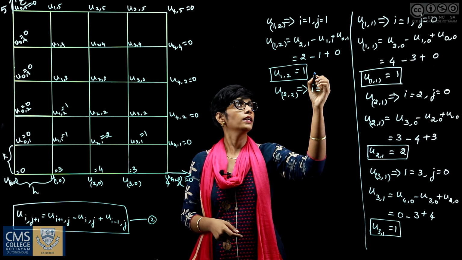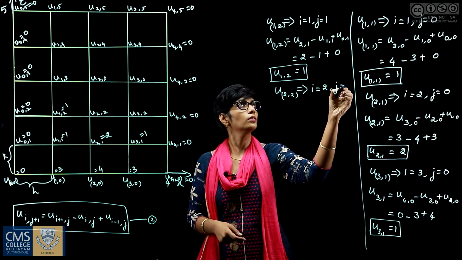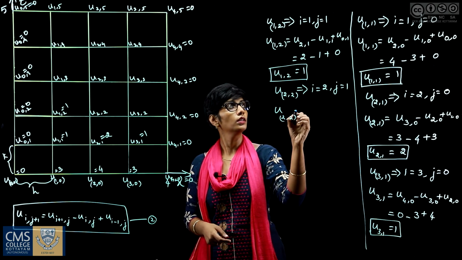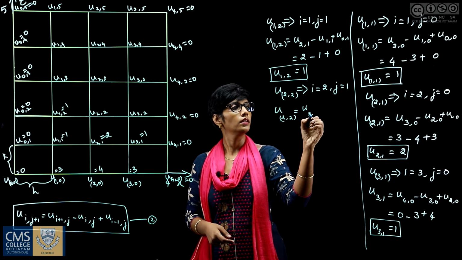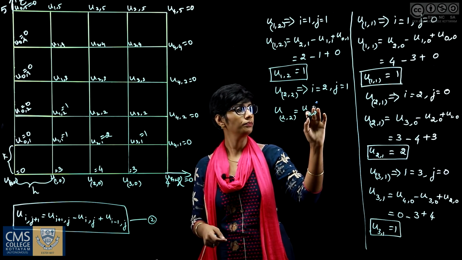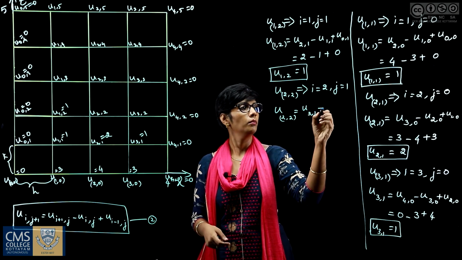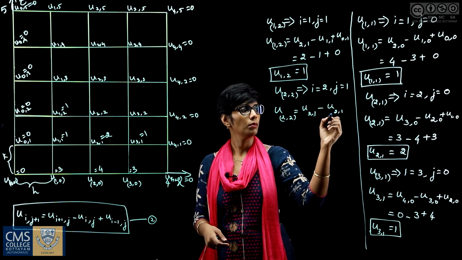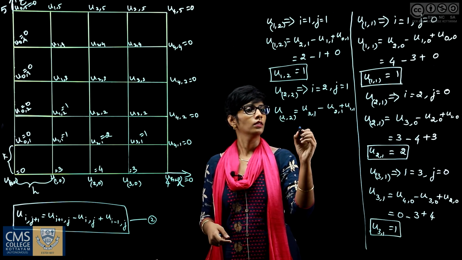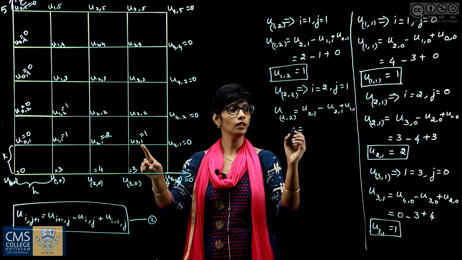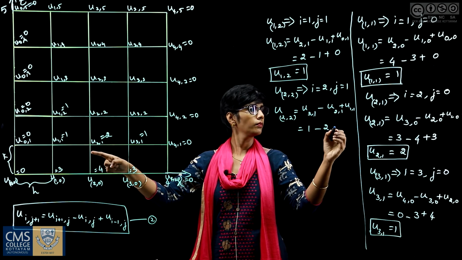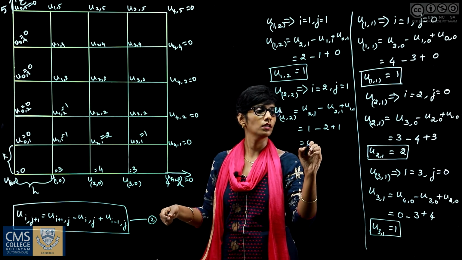For this we take i is equal to 2 and j is equal to 1. u of 2 comma 2 is equal to u of 3 comma 1 minus u of 2 comma 1 plus u of 1 comma 1. u of 3 comma 1 is 1, u of 2 comma 1 is 2 and u of 1 comma 1 is 1. So this is equal to 0.